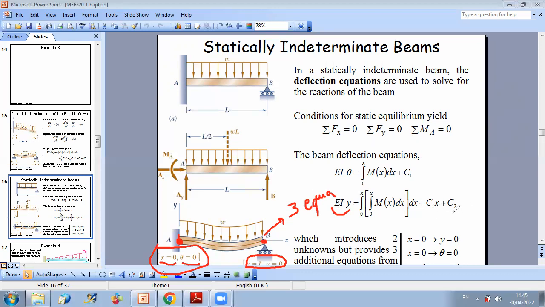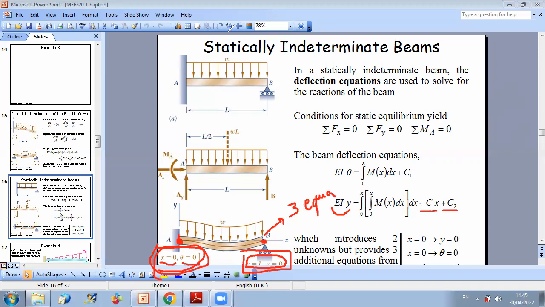And therefore, to get C1, C2, you can just apply these 2 conditions. But you still have 1 condition that you didn't use. This condition that you didn't use yet will provide you with an additional equation that will close the system of unknowns and will allow you to solve for your reactions.